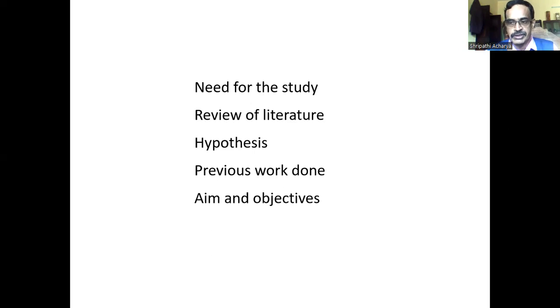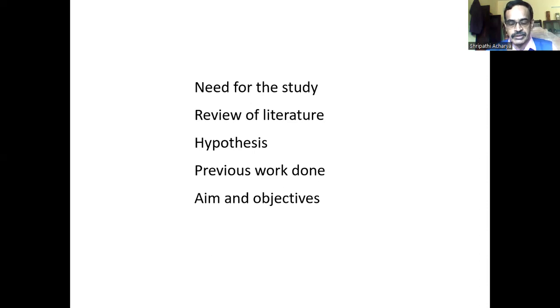Then hypothesis. The null hypothesis and alternate hypothesis are to be written. The null hypothesis states that your drug or treatment is not effective in that particular disease. For the alternative hypothesis, suppose you are doing a comparative study: hypothesis 1 states that the test drug is more effective than the standard drug.